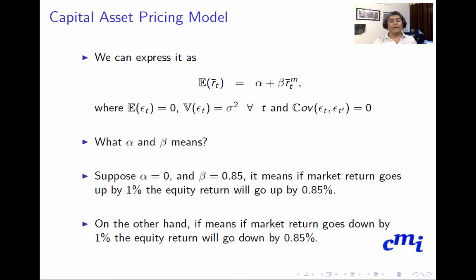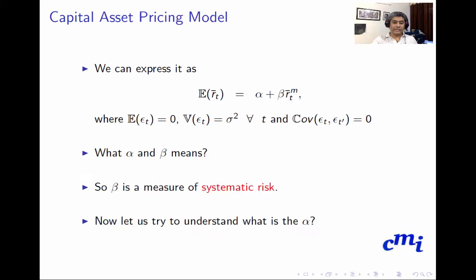Now, what happens if the beta is 0.85? It means if the market return, that means RTM bar, goes up by 1%, the equity will go up on average by 0.85%. On the other hand, if the market return goes down by 1%, then on average the equity will go down by 0.85%. So in a sense, beta is a measure of systematic risk, that is, how much of the equity's moves up or down you can explain just because the market is going up or down.